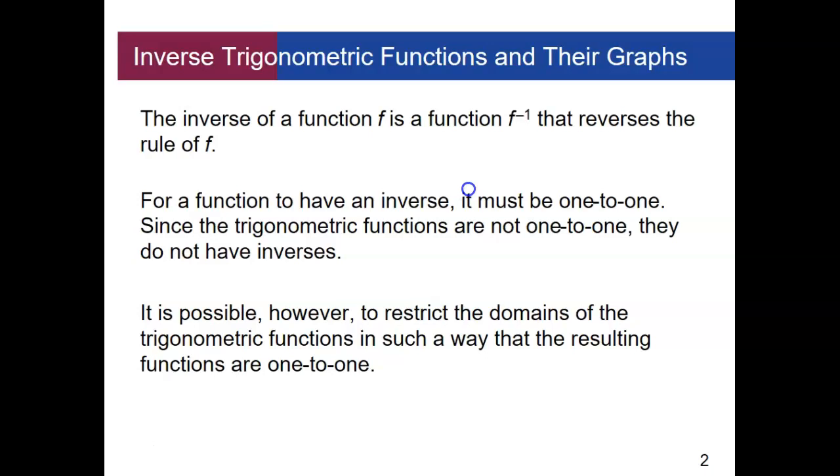So we know from what we've learned about the trig functions and their graphs that they would all fail the horizontal line test. They would not be 1 to 1 because of their periodic nature. So technically, the trig functions would not have inverses. But what we're going to do in this section is look at ways to restrict the domains of our trig functions in such a way that the functions are 1 to 1 and therefore do have an inverse for restricted domains.